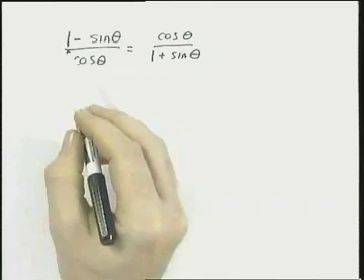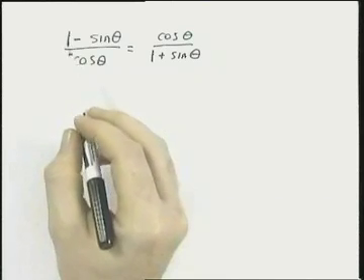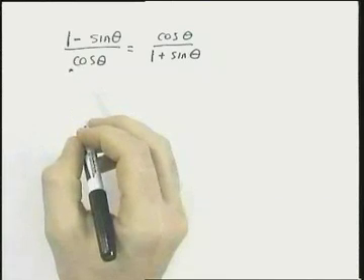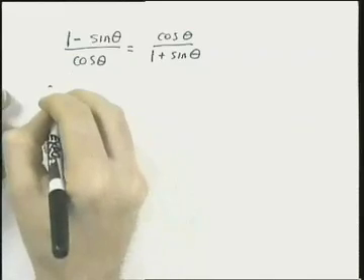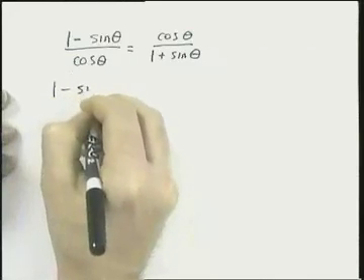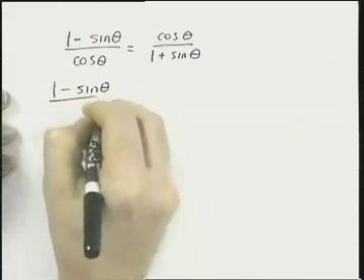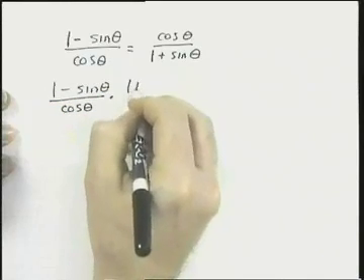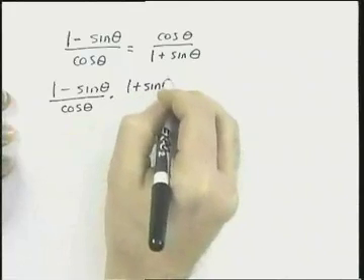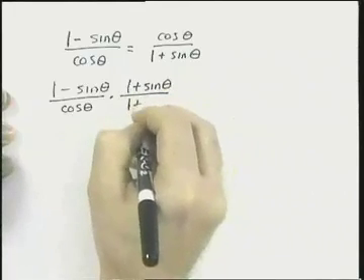Sometimes it helps to multiply both the numerator and denominator by some factor that will assist in the simplification process. Watch what I do here. I'm going to take (1 minus sine of theta) over cosine of theta, and I'm going to multiply it by (1 plus sine of theta) over (1 plus sine of theta).